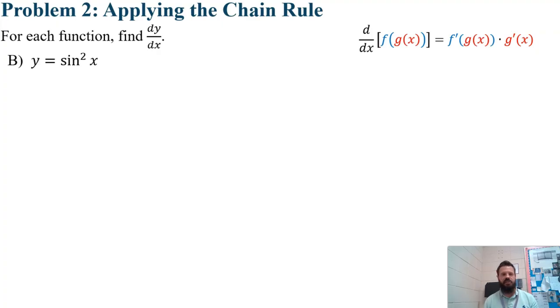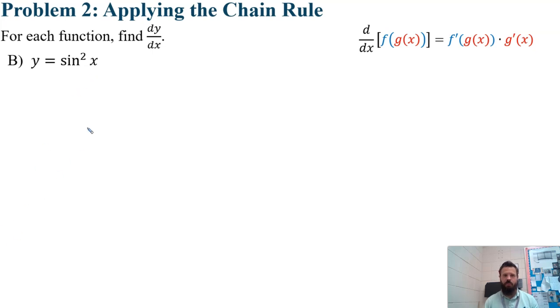Let's take a look at another example. For this part of the lesson, I'm going to run through 4 different examples just to show you some different ways things can work out. I'll give you a chance to try 4 as well. So again, we want to find the derivative of y equals sine squared of x.